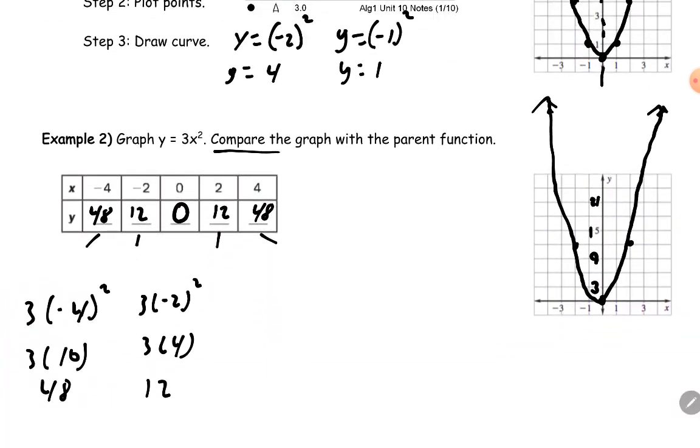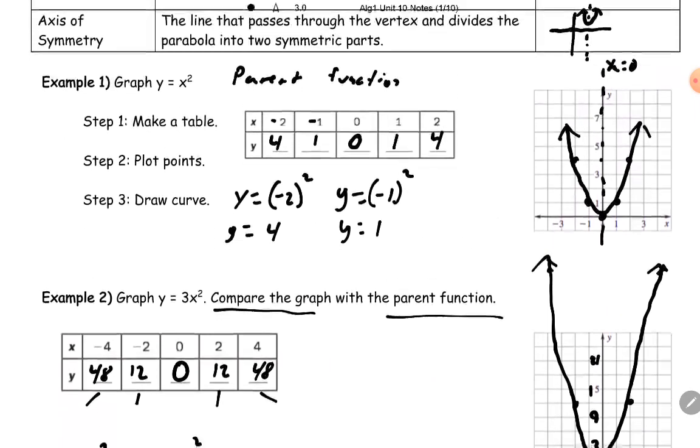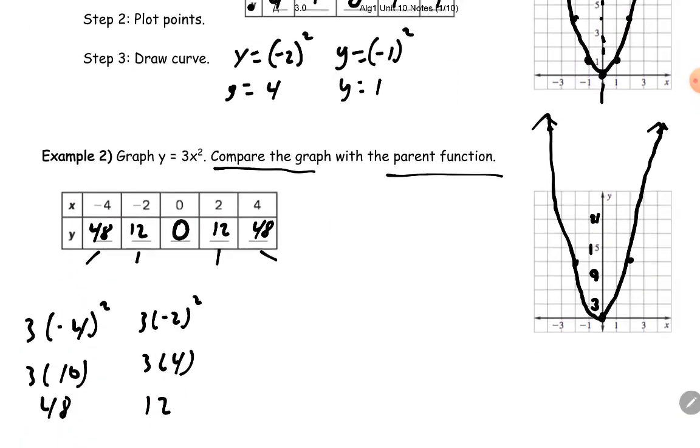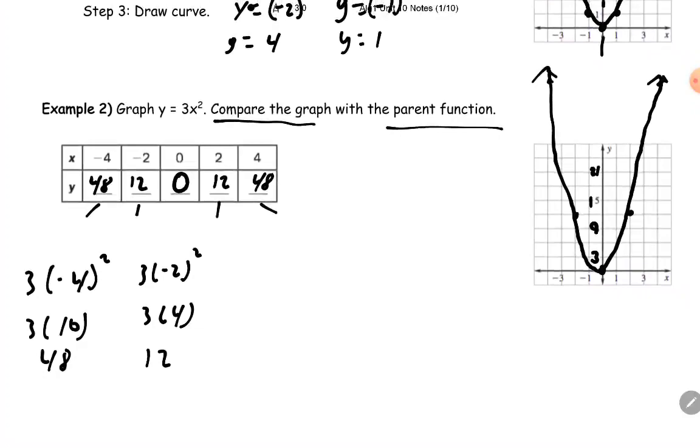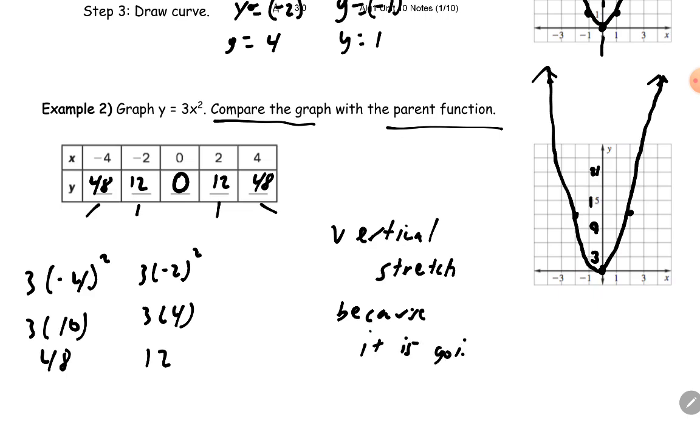Okay, now they want us to compare the graph with the parent function. So the parent function is this one. It looks pretty similar, but it goes up faster. So we call this a vertical stretch, because it is going up faster.